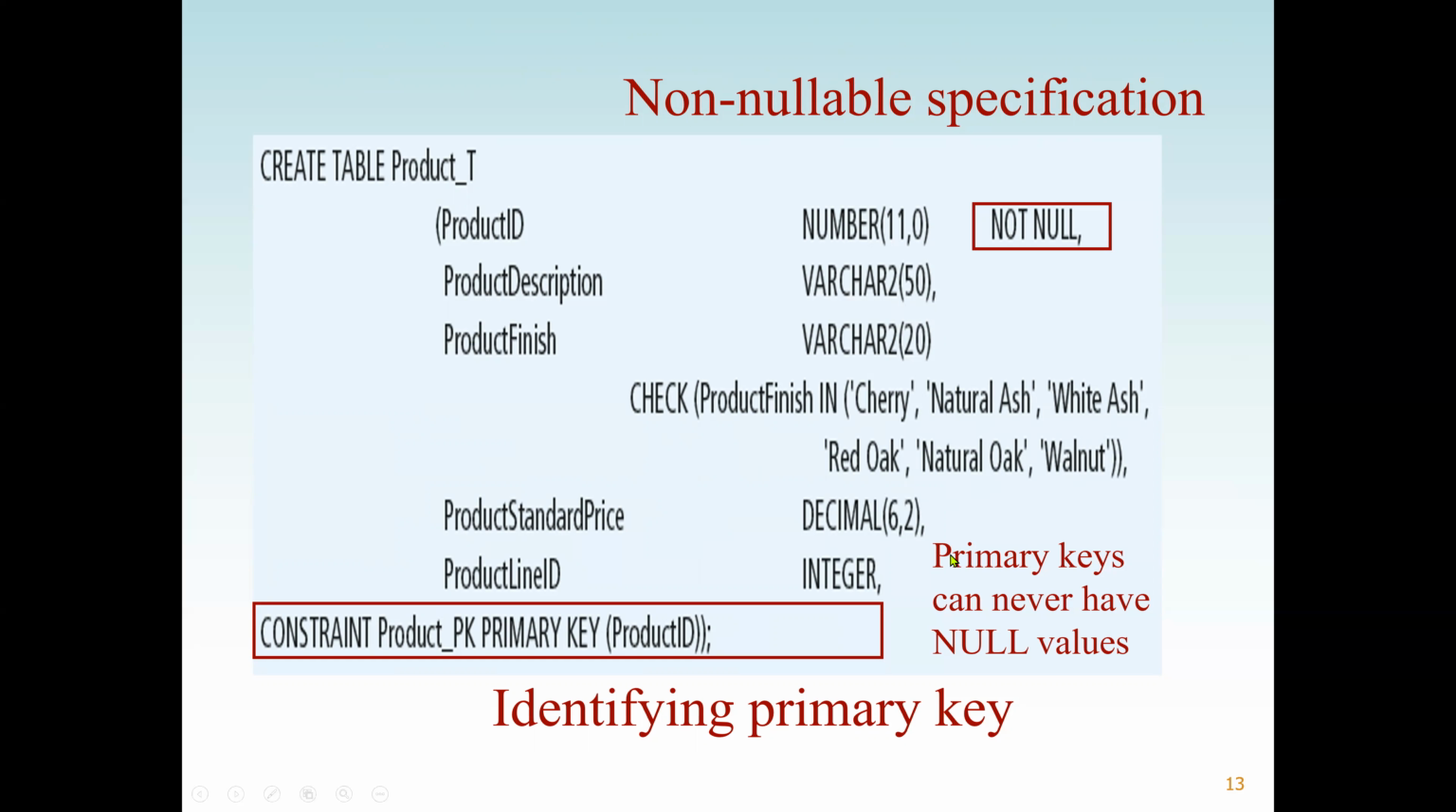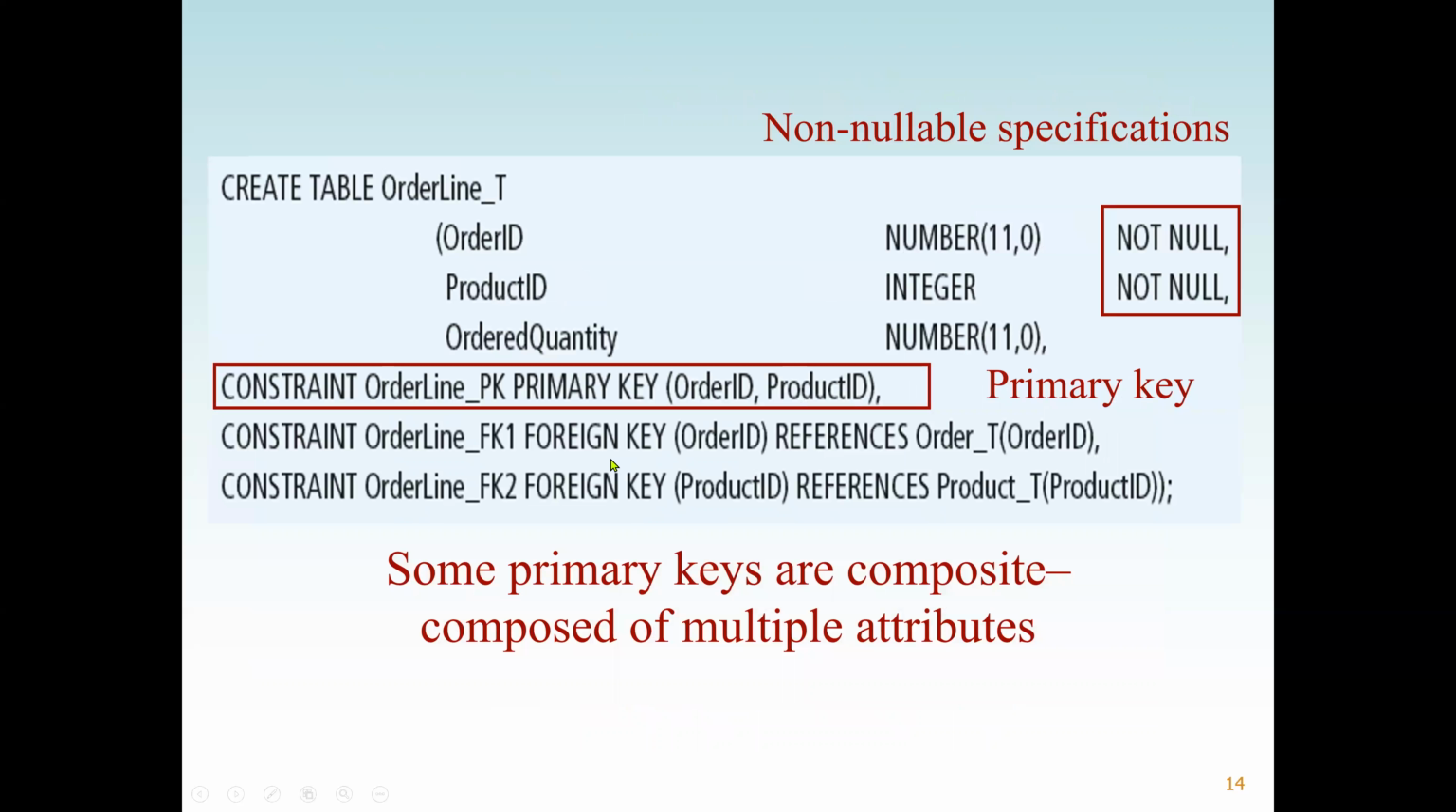And as we see, primary keys can never have a null value. And we have to use the keyword constraint, product PK primary key. So the primary key will be product ID. And the same thing with the order line T. We use the keyword create table to create it with 3 attributes. We made the primary key field the order ID and product ID. And foreign key will be order ID, and foreign key 2 will be product ID.